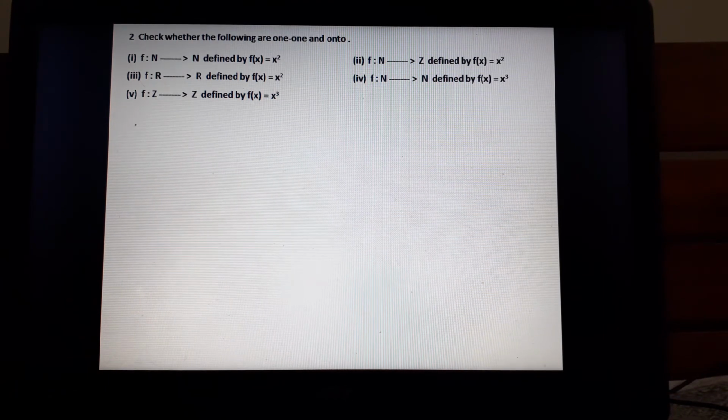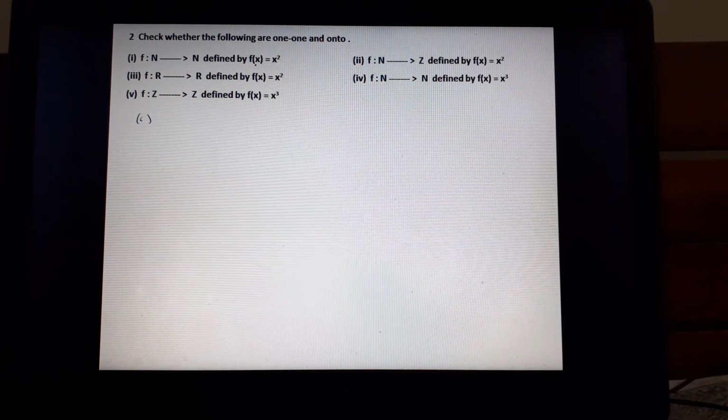So let me take this way. It is definitely 1-1. See, 1 goes to 1, 2 goes to 4, like that. So each one is going to its square, 1-1. But it is not onto because you take 3. 3 is not the image of any element here. So we can prove this way. Therefore, we shall take the first question.